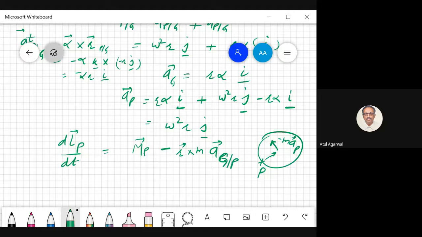Now where is this force acting? You know that the acceleration was in the x direction. Sorry, in the j direction. So this force is not in this direction, it is in the opposite direction. So this was MAP minus, what is this R? R is from P to G. What is this distance? Rj, positive direction of j. Cross, what is the acceleration of, sorry, I made a mess.